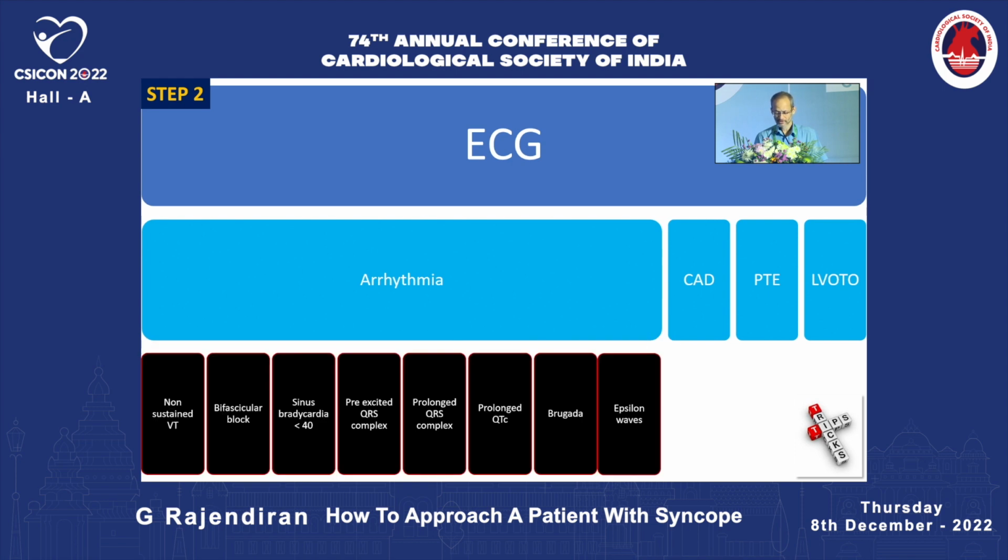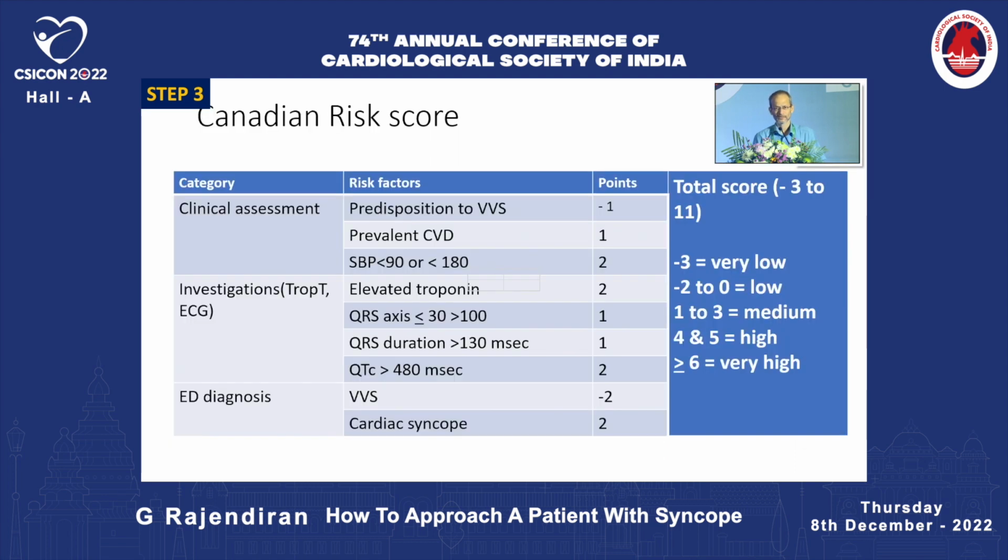Well, presence of Brugada pattern or epsilon waves, prolonged QT, prolonged QRS complexes, pre-excitation, and bifascicular block will also give a clue to the underlying cause for syncope. The third thing which I said is to go for a risk stratification.